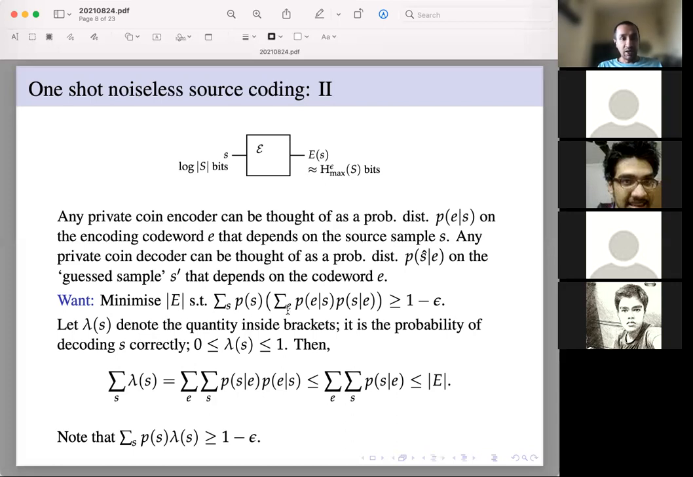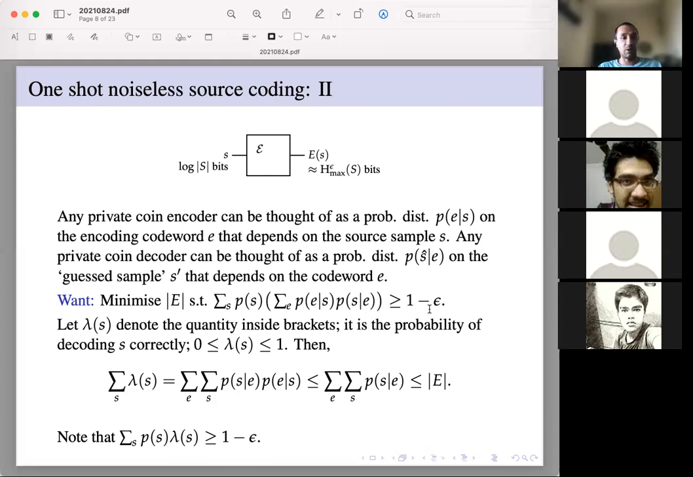So I want to minimize mod E such that this overall probability, the total probability of success, is large enough. What is the probability of success? The source outputs a symbol S with probability PS. It goes to the encoder, which outputs E with probability P of E given S. Then it goes to the decoder, which outputs S hat with this probability. But if I want it to be correct, the decoder better output the same S. So this is what I've written out here. This grand summation should be larger than 1 minus epsilon.